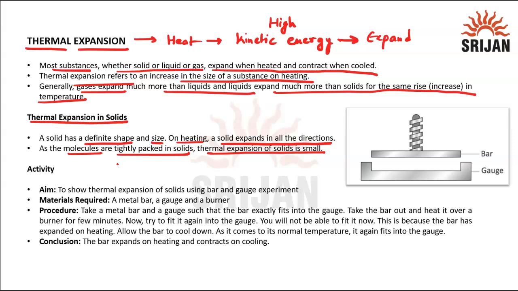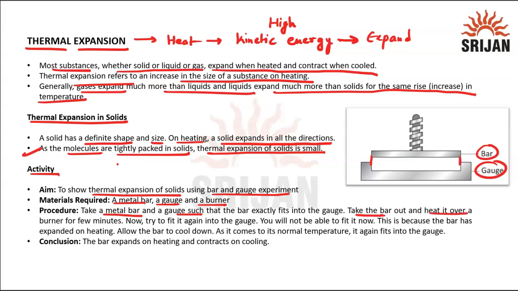A little bit of change in solids can easily be visible, because again the molecules are tightly packed. For this we can do a very simple activity to see the thermal expansion of solids using a bar and gauge experiment. You can see the bar here, you can see the gauge here. What are the requirements? A metal bar, a gauge, and a burner. You take that metal bar and gauge, and you can see that it simply fits. It is a perfect size.